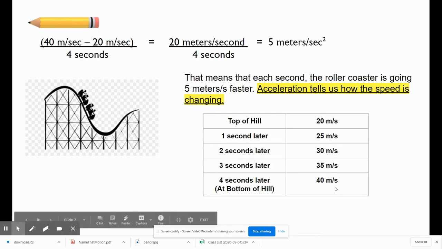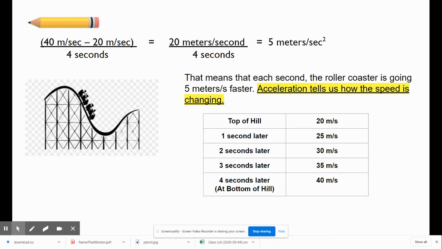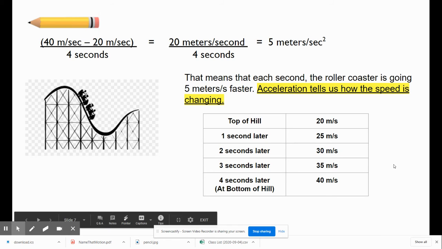Now, again, this is average acceleration, not instantaneous acceleration. So I can do this with my data table. Again, our average acceleration is simply telling us that every second, the roller coaster is going 5 meters per second faster.